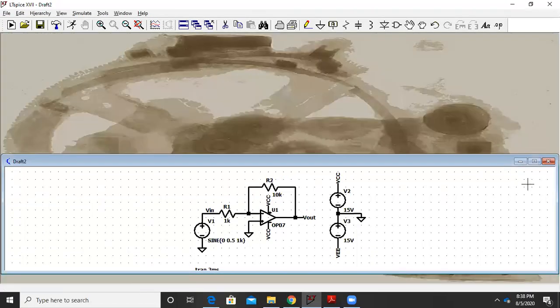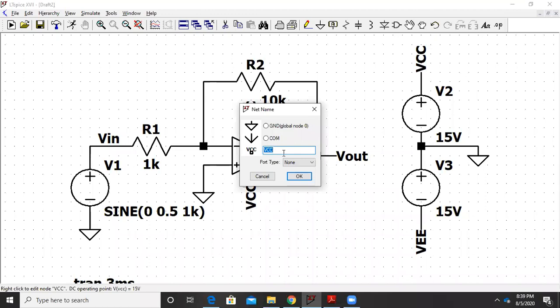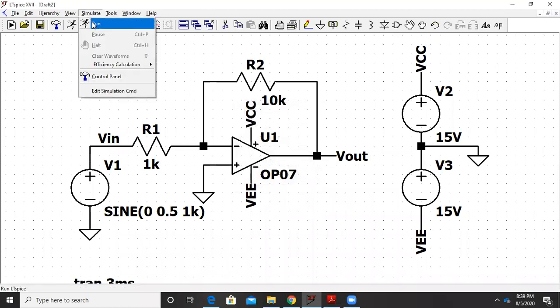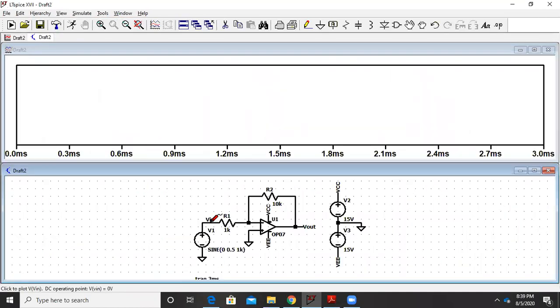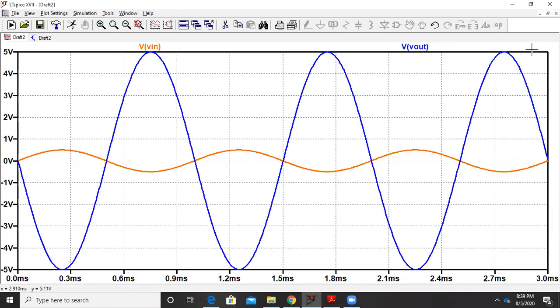oh, just wait a sec. Oh, by mistake, we have not changed this to VEE. Okay, now the output will be proper. So this is my input, and that's my output waveform. So one good thing we can immediately see is input and output are out of phase.